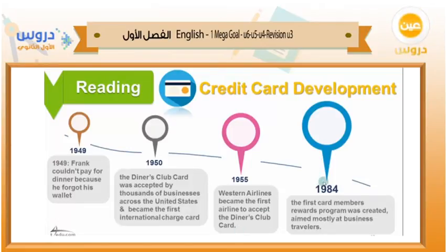In 1984, the first card members rewards program was created, aimed mostly at business travelers. And at that time, many companies started to adopt the idea, like American Express, Visa, and MasterCard, and these are the three most famous credit card companies around the world.